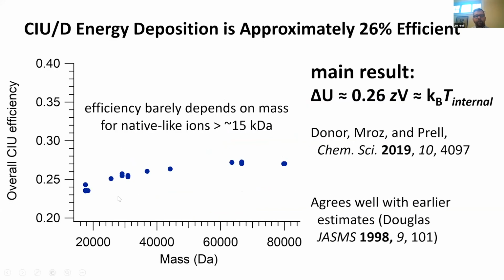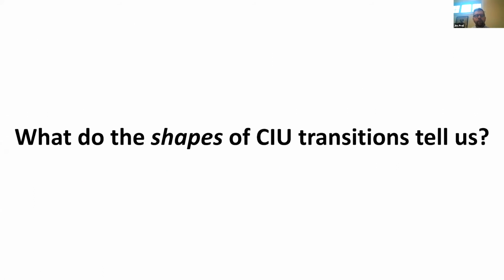So I should point out that our simulations, first of all, indicated that remarkably over a huge range of sizes for the ions we're studying, the efficiency of energy deposition in collision-induced dissociation is nearly flat with respect to mass. It's about 26% efficient. So that tells you what temperatures you're achieving inside your ions during the collision process. So now we can use that information to study the shapes of those CIU transitions.